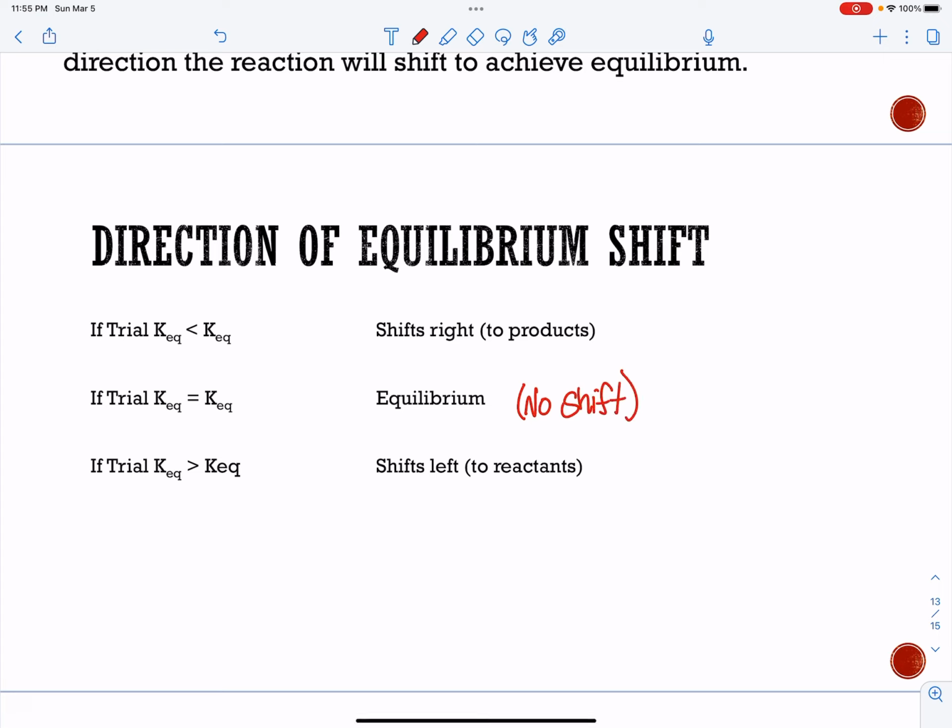And finally, if my trial KEQ is greater than the KEQ, this means that we have too many products. So the system is going to shift to the left-hand side so that we can use up those products and convert them to reactants. That's going to take that trial KEQ down a bit, and it's going to balance it out and be equivalent to the KEQ. So that's how we can use our equilibrium constants and a trial KEQ to predict which way equilibrium will shift.